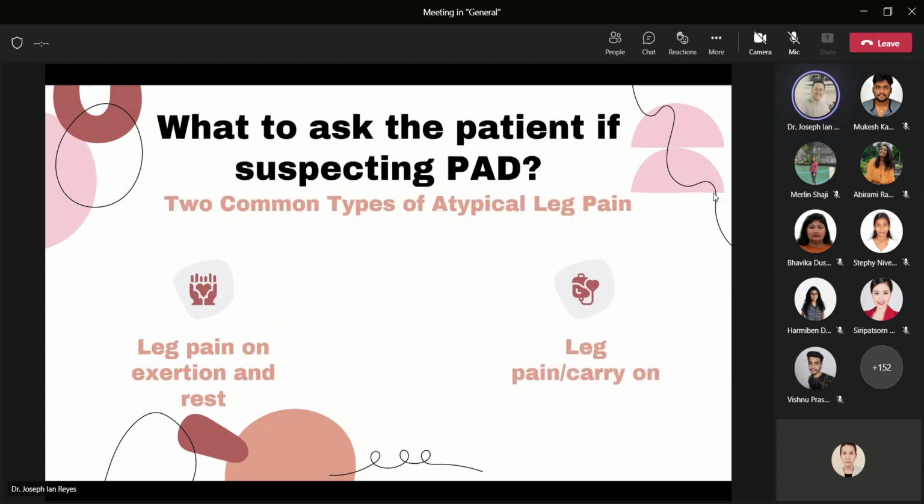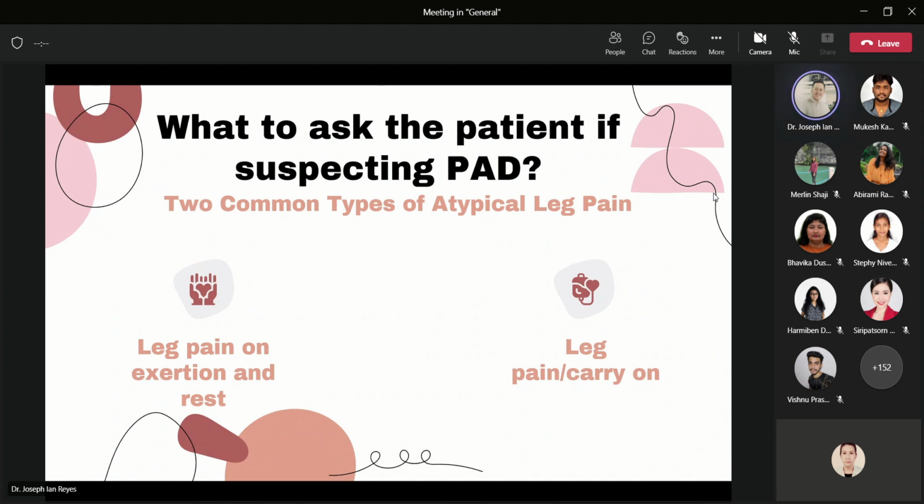So what to ask your patients if suspecting PAD again? The two common types of atypical leg pain are leg pain on exertion and at rest, and leg pain or carry on. So we will discuss that. Leg pain on exertion and at rest would be your exertional pain that can begin at rest. And your leg pain or carry on would be exertional pain that does not stop the patient from walking. So your patient can still go on.